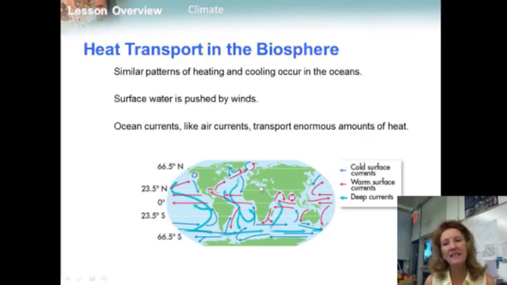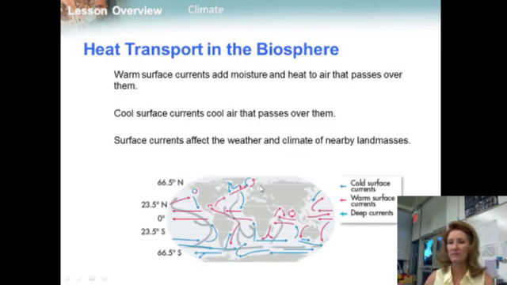Similar patterns of heating and cooling occur in the oceans. Surface water is pushed by winds. Ocean currents, like air currents, transport enormous amounts of heat. Warm surface currents add moisture and heat to air that passes over them. Cool surface currents cool air that passes over them. In this way, surface currents affect the weather and climate of nearby land masses.